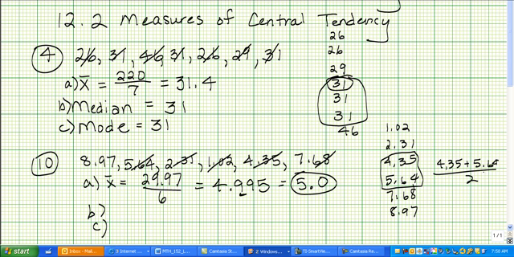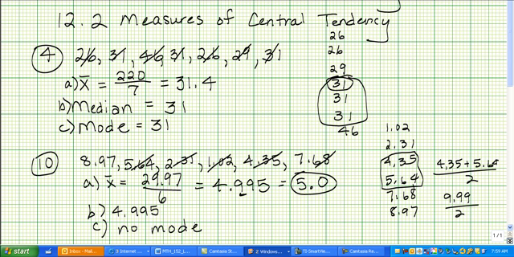So 4.35 plus 5.64 equals 9.99, divided by 2 is 4.995. Okay, and they don't say to round that, so we'll just leave it as is, 4.995. Okay, and our mode, each number appears only once, so there is no mode. Don't use 0 because 0 could possibly be a mode. We want to say no mode.